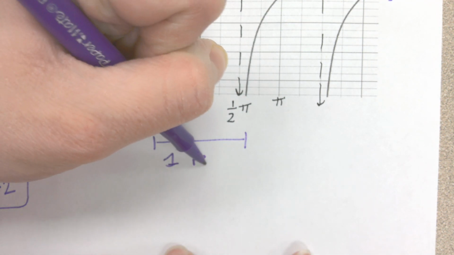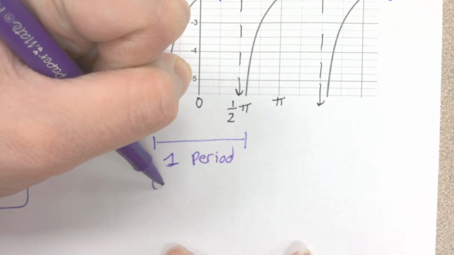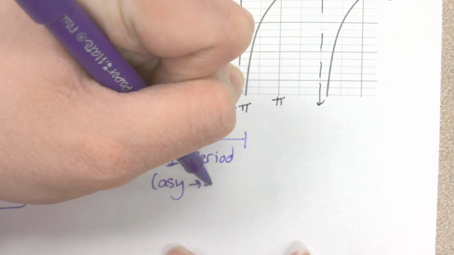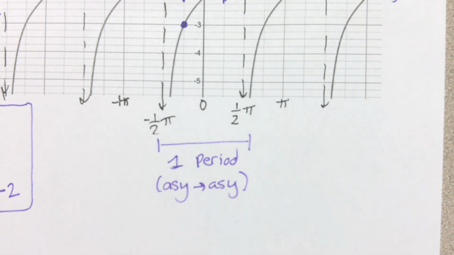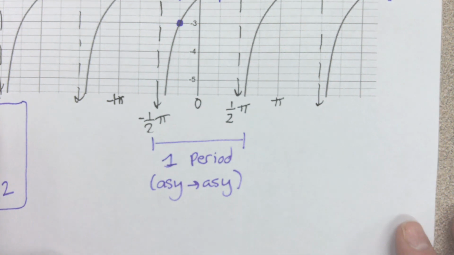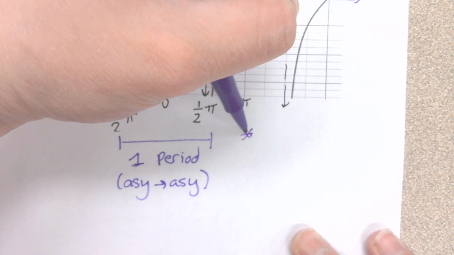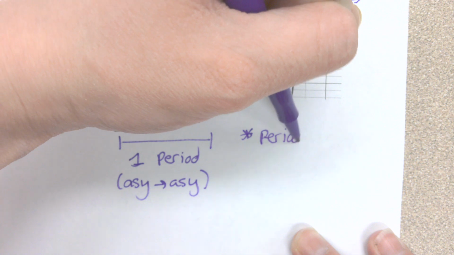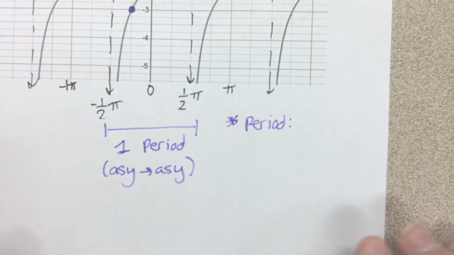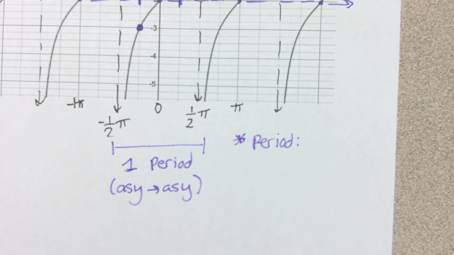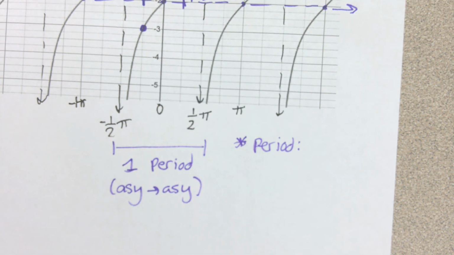So this is 1 period. And again, we know that because it's asymptote to asymptote. So these are very easy to identify compared to the other ones. And then we need to calculate that period. So remember, the calculation is the right minus the left. That will always give you the full period, even if there are negatives involved. It'll take care of those.